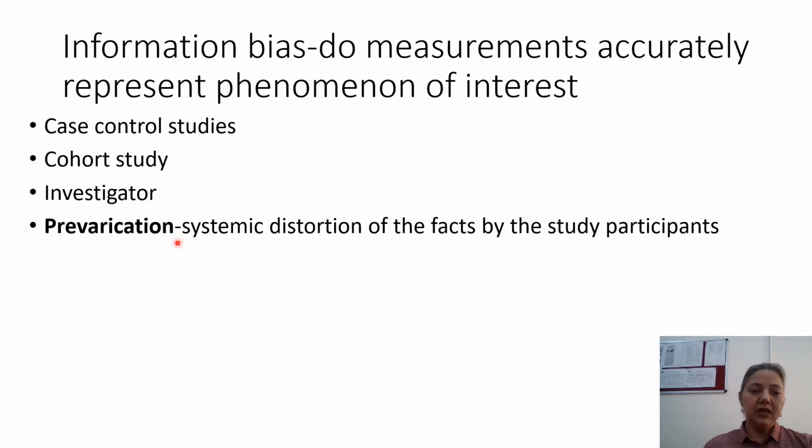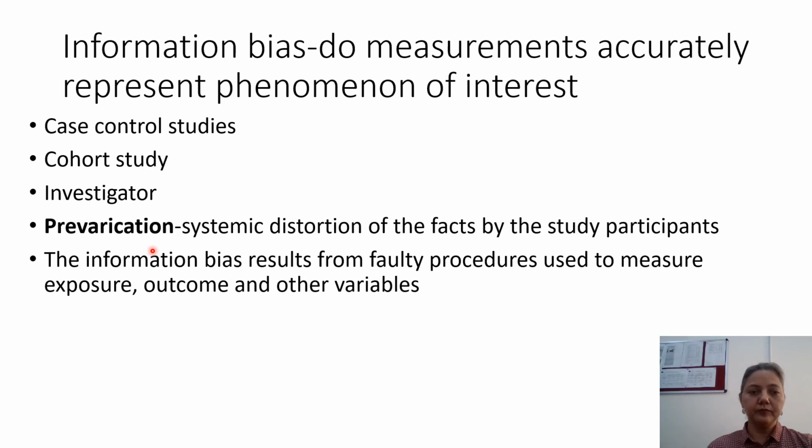Or there can be bias due to the behavior of the study participants. When they know they are being watched, they can intentionally, systematically distort the facts, which is known as prevarication. So the information bias usually results from the faulty procedures used to measure exposure, outcome, and other variables. As I have already mentioned, the questionnaires or the degree of investigation may be different, that results in information bias.